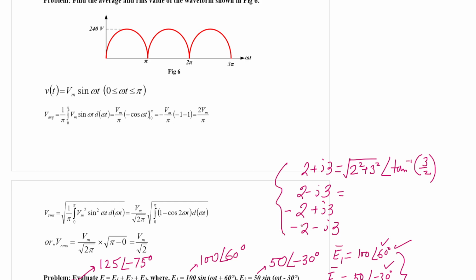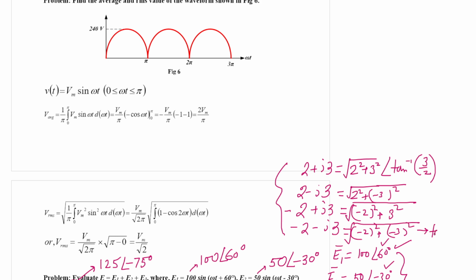For these 4 complex numbers, 4 Cartesian forms, all the magnitudes are the same: 2 squared plus 3 squared, and here minus 2 squared plus 3 squared, and lastly minus 2 whole squared plus minus 3 whole squared. So the magnitudes are all the same. Now if you evaluate the angle, for the fourth one it will be tan inverse of minus 3 by minus 2. So they will give you the same result, but which is not true.